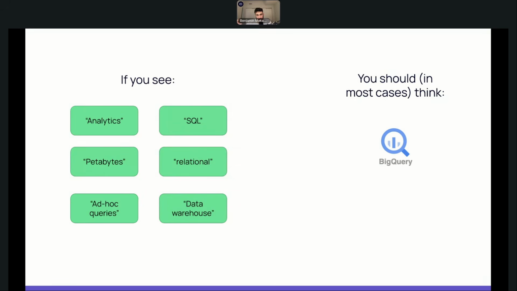Okay, so probably not surprising to a lot of you, but BigQuery. You should think BigQuery if you see analytics, if you see SQL, if you see relational, if you see a solution that is on the order of petabytes of data. If the question mentions ad hoc queries, if the question mentions data warehouse as a solution, BigQuery is known as the data warehouse service in GCP.